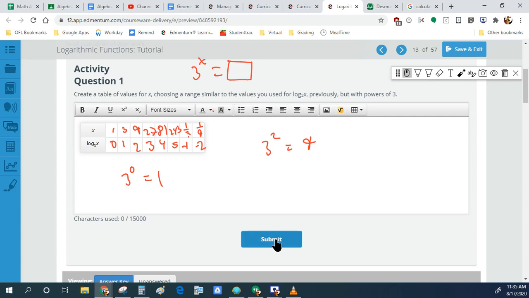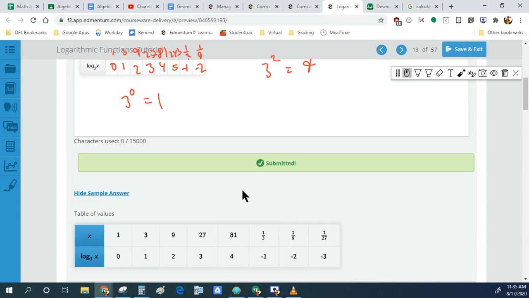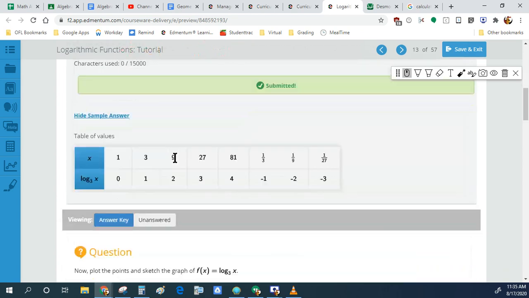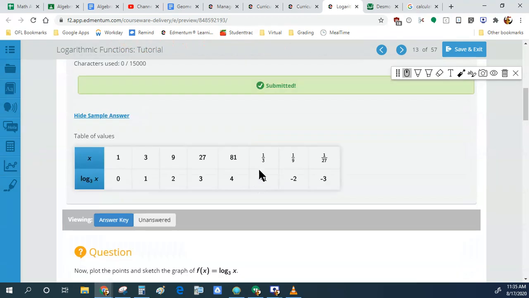And then let's see what Edmentum wanted us to answer. Oh, they wanted something similar. Actually, did they do the exact same thing? They did the exact same thing, except they didn't go all the way to 5.